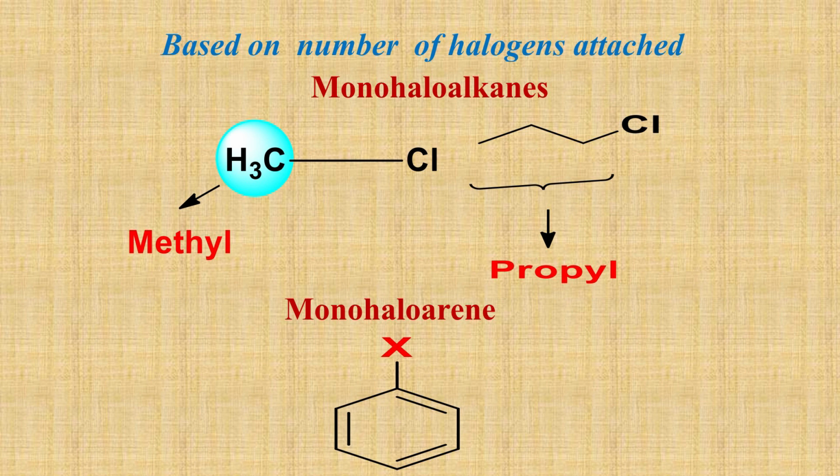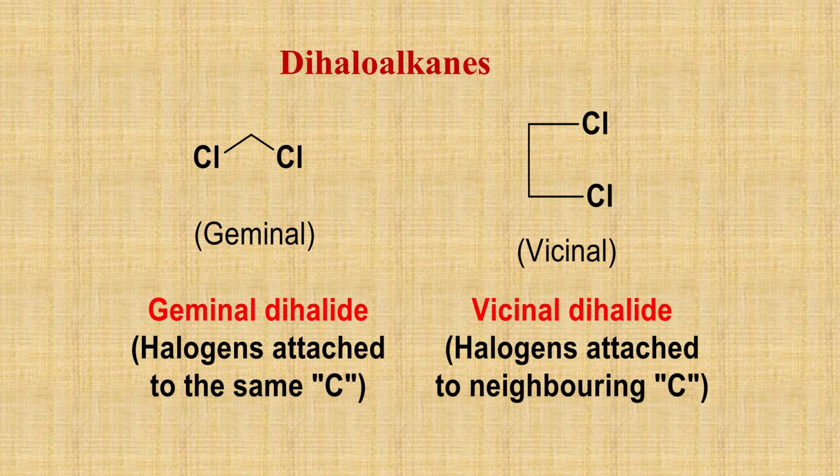you get monohaloarene. Similarly, if you have 2 halogens attached to an organic compound, we say dihaloalkane or dihaloarene. Look at the next slide. Dihaloalkane is further classified into geminal dihalide and vicinal dihalide. Here you see 2 structures, one is geminal dichloride and the other vicinal dichloride.